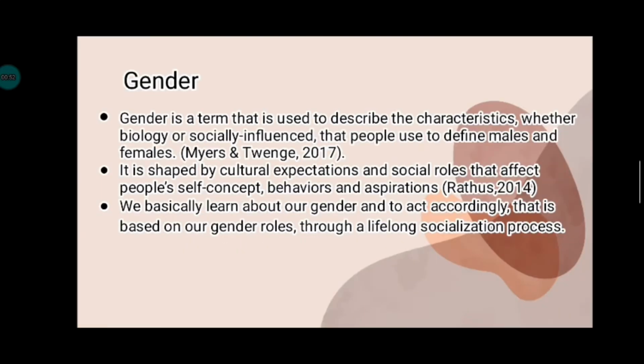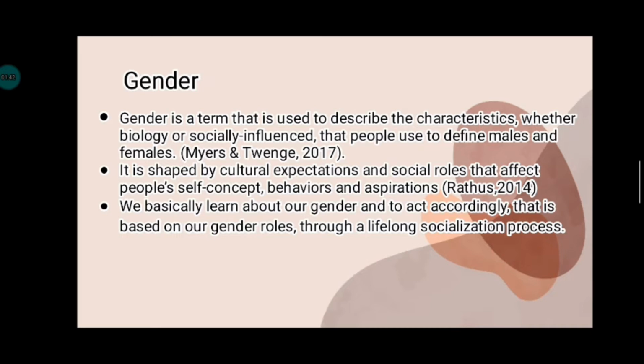So, as we encounter the word gender, we already know what it is. But for this lesson, I am going to discuss its definition or the ideas of different people. According to Myers and Twenge in 2017, gender is a term that is used to describe the characteristics, whether biologically or socially influenced, that people use to define males and females. Ratus also said in 2014 that it is shaped by cultural expectations and social roles that affect people's self-concept, behaviors, and aspirations. And we basically learn about our gender and to act accordingly, based on our gender rules, through lifelong socialization.